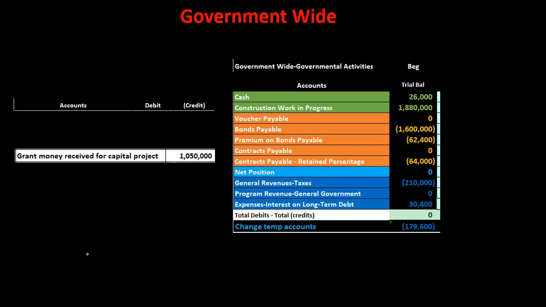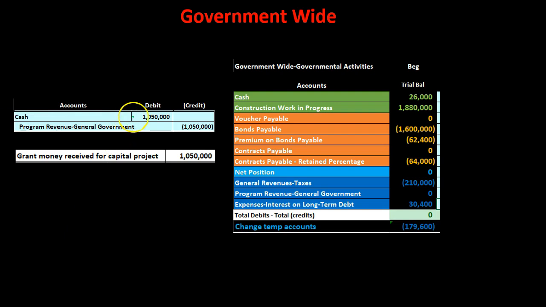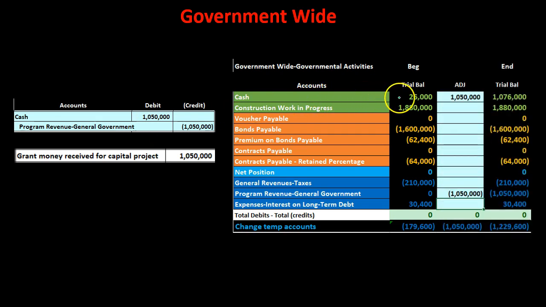Then we're back to the government-wide activity. We have a grant money received for the capital project. So we got a grant from outside of the government entity we're in. Grant is coming in. That's going to be money for us. Cash is going to go up from the grant. It's going to be some type of revenue account. So we record that out. Cash is going to be increasing. The other side is going to be a revenue account on the government-wide, the accrual basis.